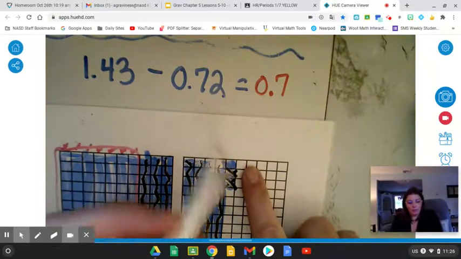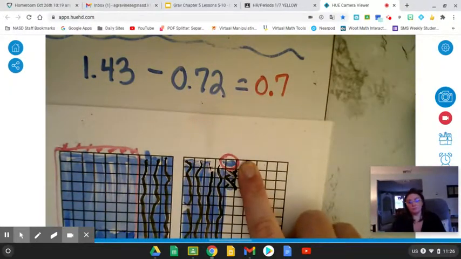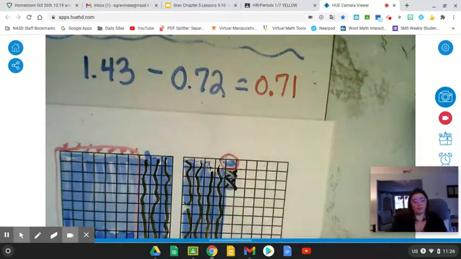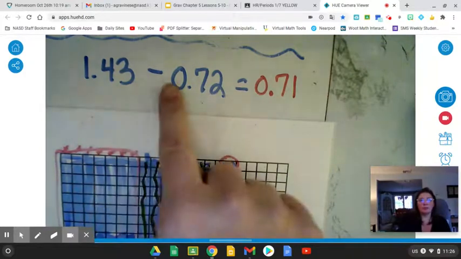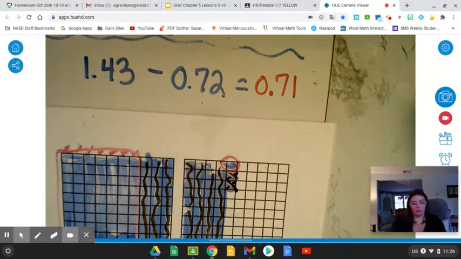And don't forget, I still have this little hundredth that I didn't cross out. So I have 1 in my hundredths place. So 1 and 43 hundredths minus 72 hundredths equals 71 hundredths.